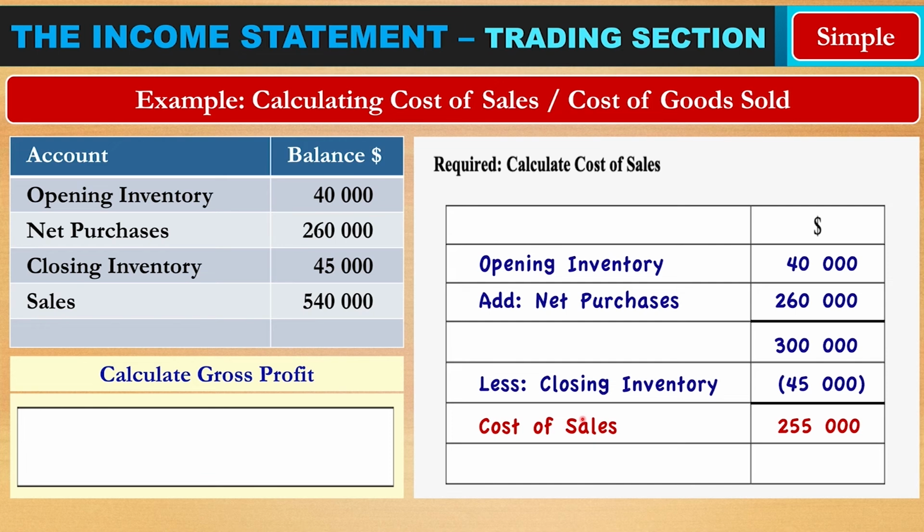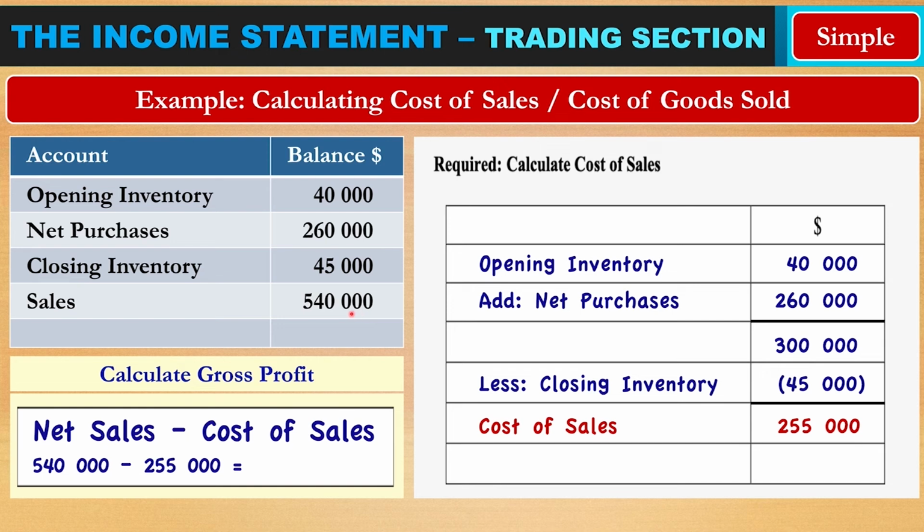Calculate gross profit. Remember what gross profit is? Simply, it is your sales minus your cost of sales. So it will be net sales, which is this, minus your cost of sales. So 540,000 minus what we just calculated, 255,000, and that is 285,000 as your gross profit. Once again, just one step at a time.